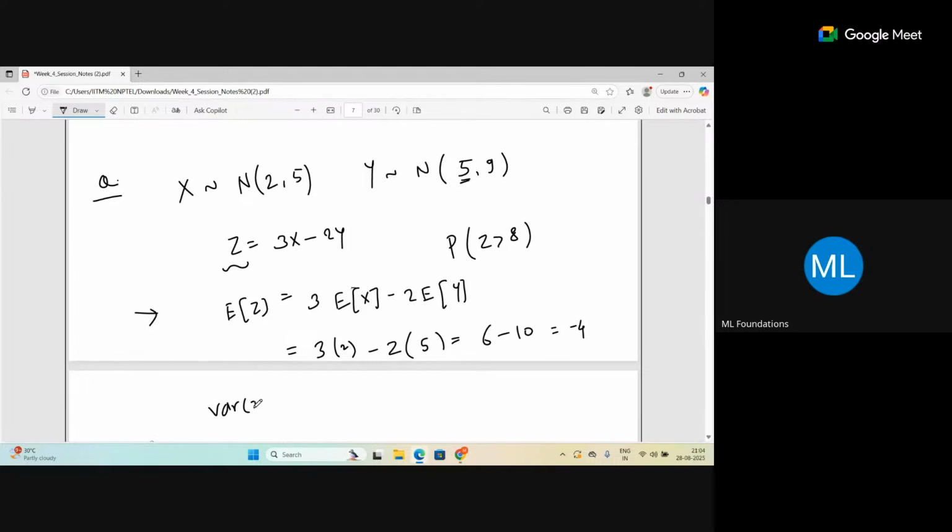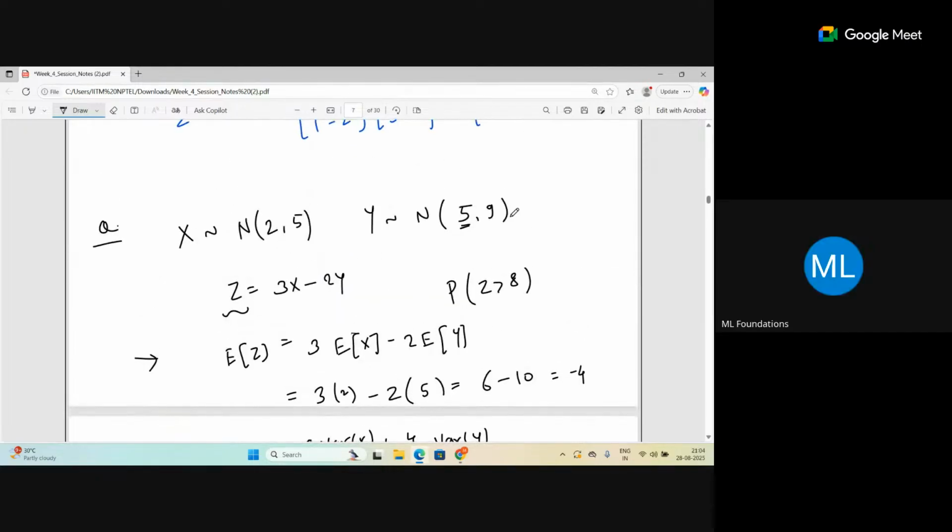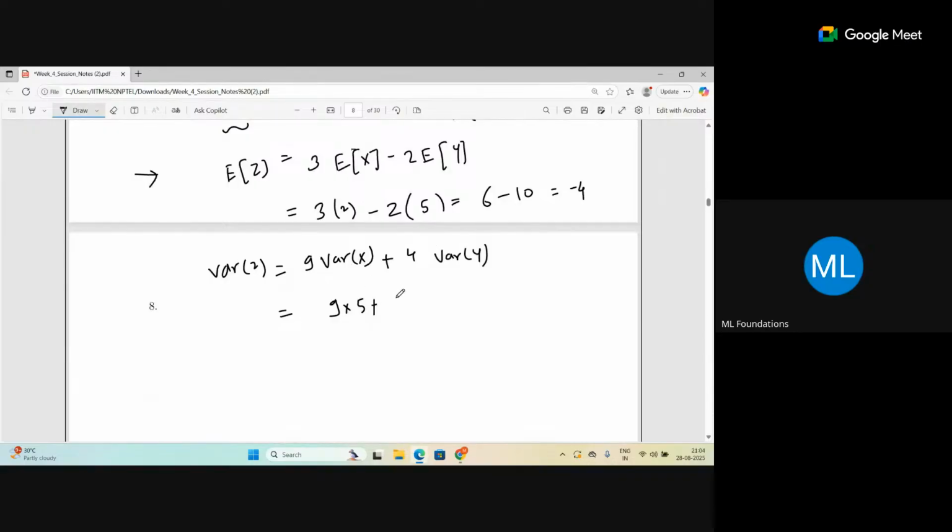And what is the variance of Z? That is 9 times variance of X plus 4 times variance of Y. So variance of X is 5 and variance of Y is 9. So it is 9 into 5 plus 4 into 9, so that is 81. Okay. So what is the distribution of Z?